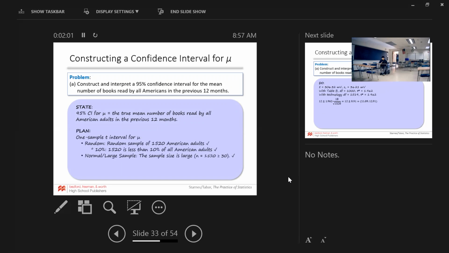So we're doing a one sample T interval. How about the conditions? SRS. Ready? This condition right here where it says random, you don't have to write this. You can just write SRS. It's understood. College Board accepts SRS as an abbreviation. Now what? 1,520 is your sample size. That's less than 10% of American adults. Okay? And then the sample size is greater than 30. So we're good with the conditions.